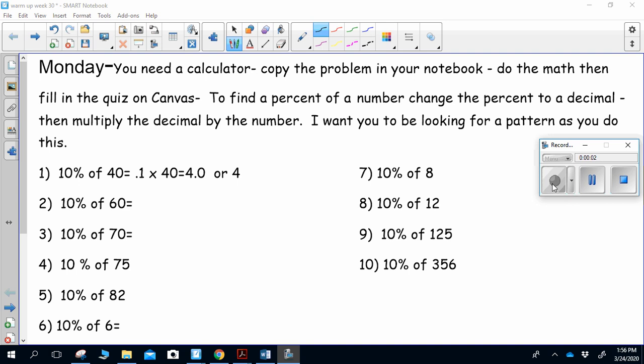Monday's warm-up, you're going to need a calculator. You're going to copy the problem in your notebook. You're going to do the math. Then you're going to fill in the quiz on Canvas at the end of the day.